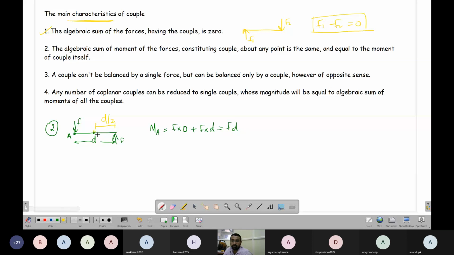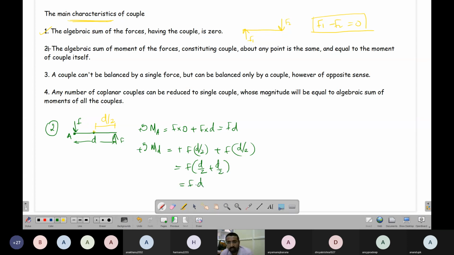D by 2. So let's say I take moment about point T. What is the moment about T? Again, anticlockwise is positive. So F into D by 2, that is positive. What about this force? Force into D by 2. It is also in the anticlockwise direction. Plus force into D by 2. So this is force into D by 2 plus D by 2 into force into distance.